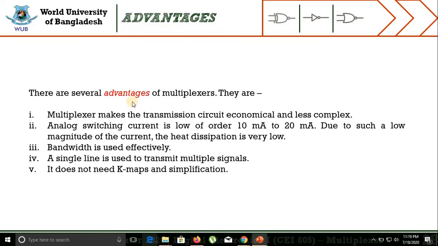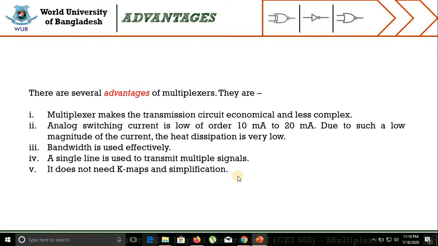From this slide we may learn some of the advantages of the multiplexer. Multiplexer makes the transmission circuit economical and less complex. Next, analog switching current is low, of the order of 10 milliampere to 20 milliampere. Due to such a low magnitude of current, the heat dissipation is very low. Next, bandwidth is used effectively. Next, a single line is used to transmit multiple signals. Next, it does not need K-maps and simplification.